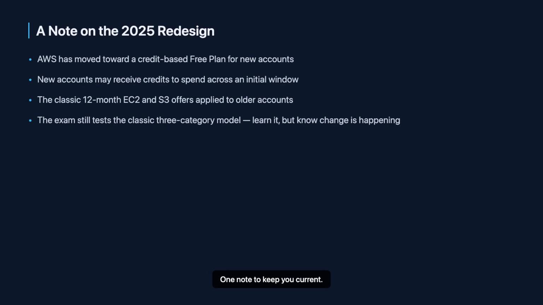One note to keep you current. Amazon Web Services has changed the free tier for new accounts. Accounts created on or after July 15, 2025 receive up to $200 in credits, usable over roughly a 6-month window, instead of the old 12-month monthly allowance model. The always free services, like Lambda and DynamoDB, remain available to every account. Here's the practical takeaway. The exam still tests the classic three-category model: always free, 12-month, and trials, so that's what you learn for the test. Just be aware that Amazon Web Services has been changing how this works, in case it ever comes up.